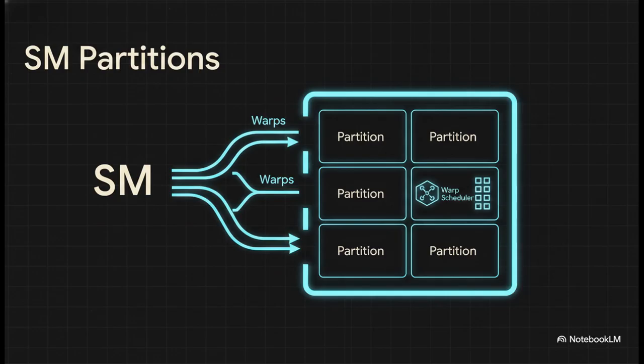The warps assigned to an SM are distributed across these partitions, and each partition operates completely independently. Each one gets its very own warp scheduler and a dedicated subset of execution units, whether those are your standard CUDA cores for floating point math or tensor cores for AI workloads.